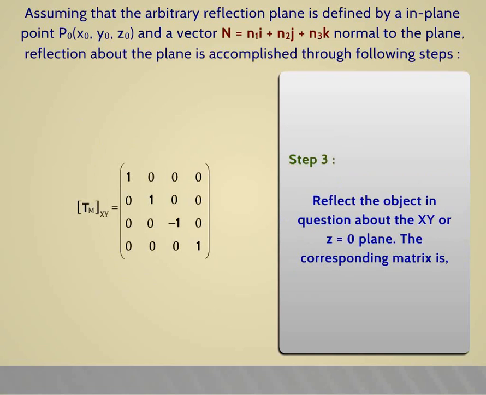Step 3. Reflect the object in question about the xy or z equal to 0 plane. The corresponding matrix is Tmxy is equal to matrix 1 0 0 0, 0 1 0 0, 0 0 minus 1 0, 0 0 0 1.